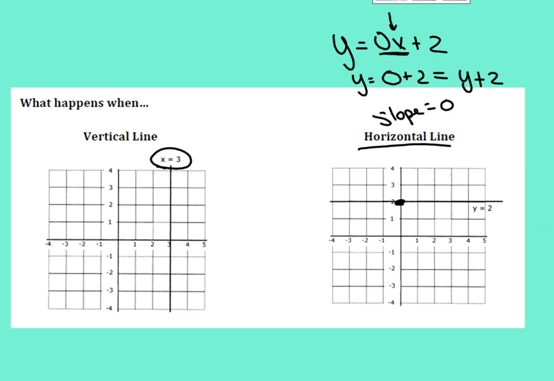The vertical line is a little bit more complicated because it never crosses the y-axis. So there's no y-intercept. The slope is undefined and there is no y-intercept. So that kind of plays by its own rules. It's going to be just x equals something.